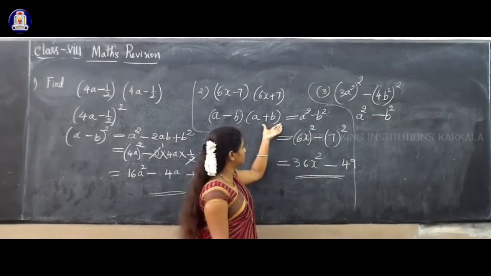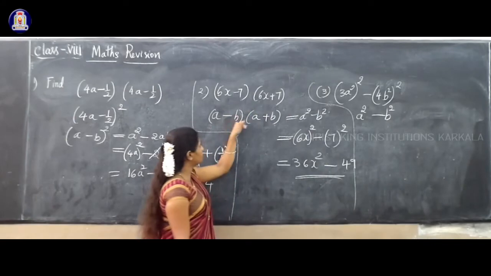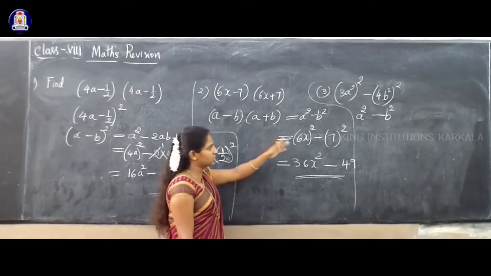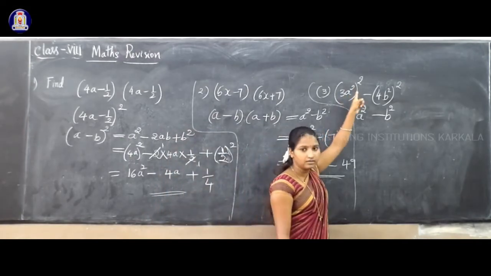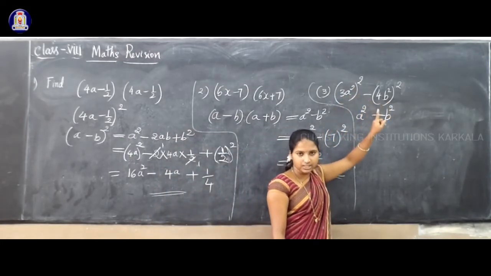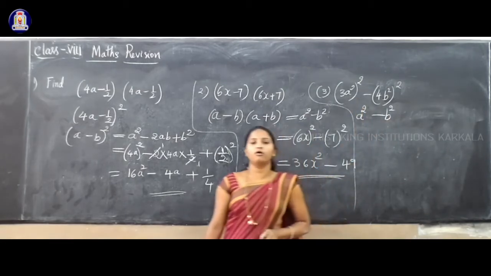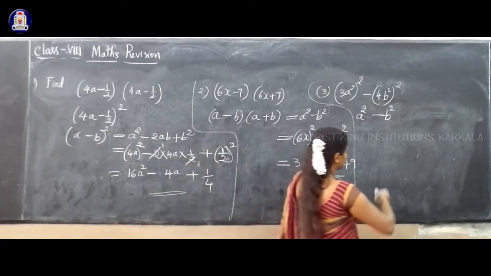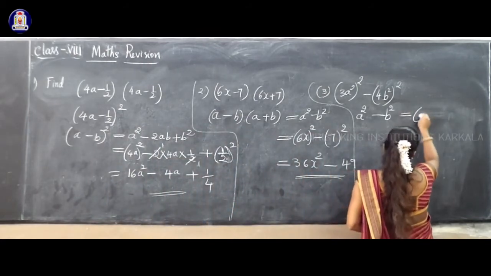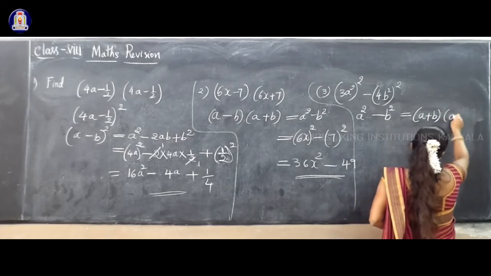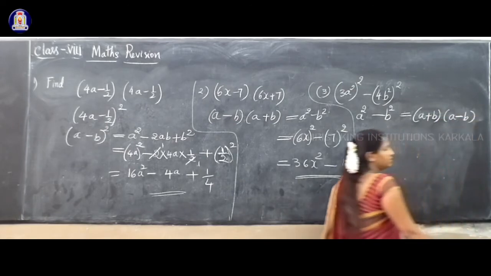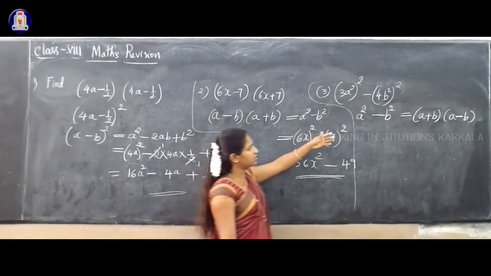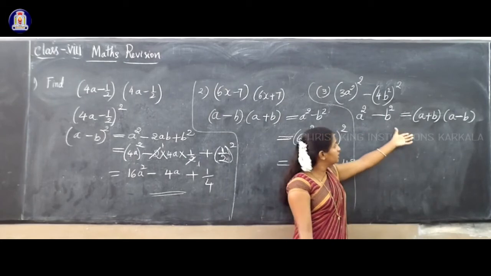So here also we use the third identity, but that question was in the form of a minus b into a plus b. But in this question, see, the question is in the form of a square minus b square. Is it correct? Yes. So now a square minus b square can be written as a plus b into a minus b. Suppose if you get a question like this, just write the formula, then substitute in the formula.